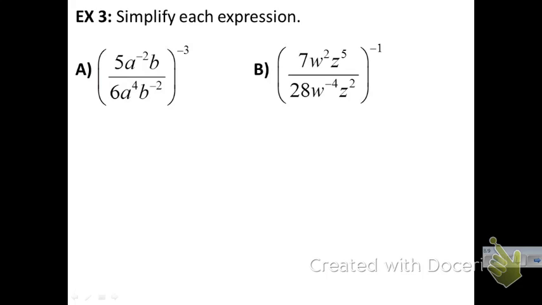On your example 3, you're going to simplify these expressions. On the first one, I'm going to tell you, even though I have an exponent out here, I'm going to look and see if there's anything I can do to simplify within that fraction before I apply the exponent. So I notice that the 5 and the 6 will not reduce, so I'm going to leave it as 5 over 6. I can see that I have an a in the top and a in the bottom, and the bottom is greater than the top, so I'm going to go ahead and subtract those.